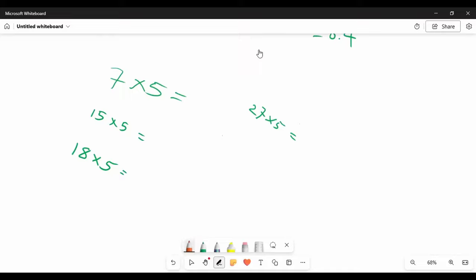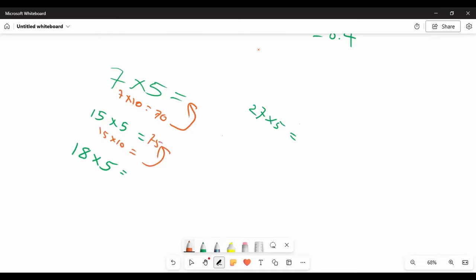What you have to do is first multiply the number by 10, because multiplying a number by 10 is easy for you all, which is 70, and get the half of it. That's it. Because half of 10 is 5. So you can multiply by 10 and then get the half of it. Even if you have 15 into 5, first multiply the 15 by 10, which would give you 150, and get the half of 150, which is 75.